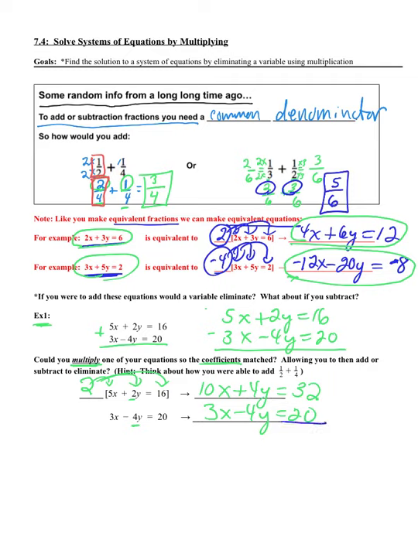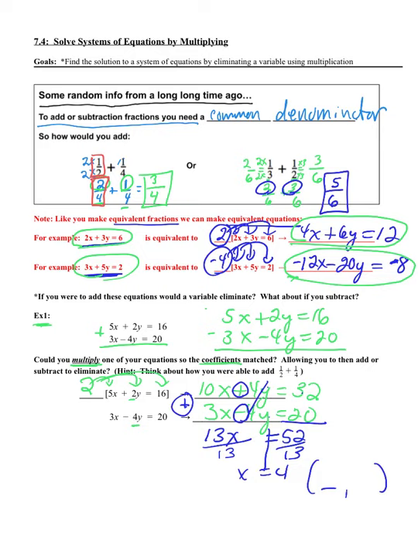So just for my own purpose, I'm going to extend that line. In order to wipe out the y's, I can add these two equations. So I'll have 10x plus 3x is 13x. Positive 4 plus a negative 4 is 0. So these eliminate or wipe out. And then I have 32 plus 20, which is 52. Oh, I have a one-step equation. I'm going to divide by 13. And x is going to be equal to 4. So I have half my answer.